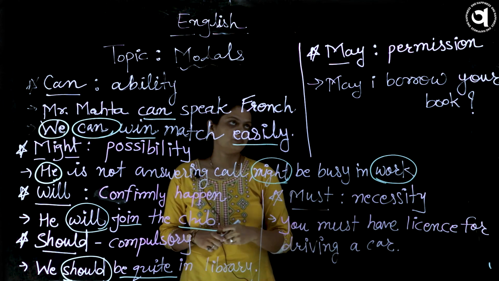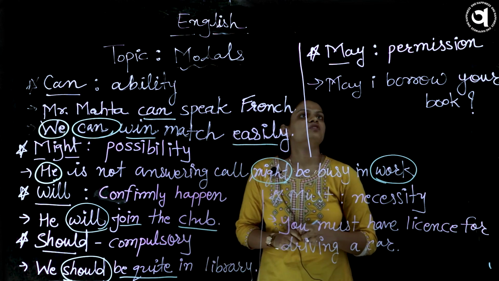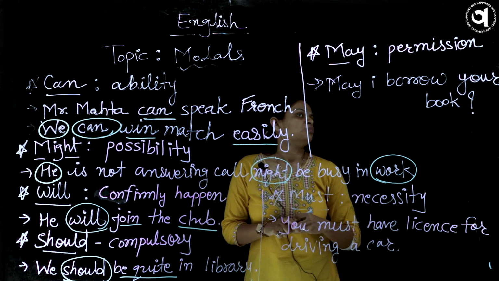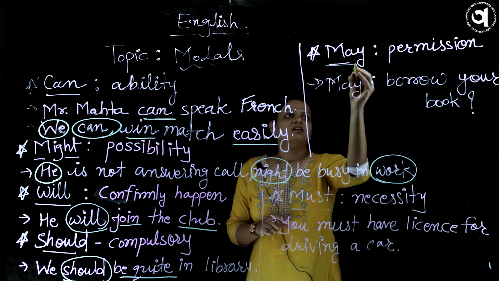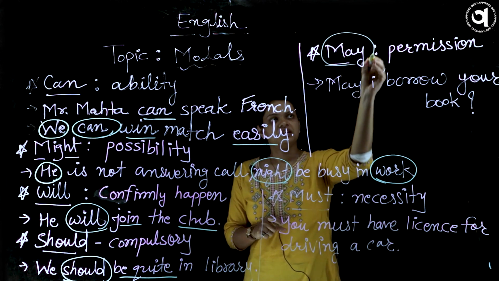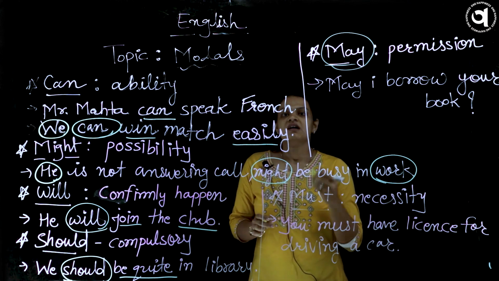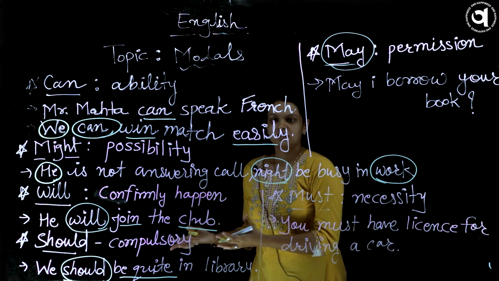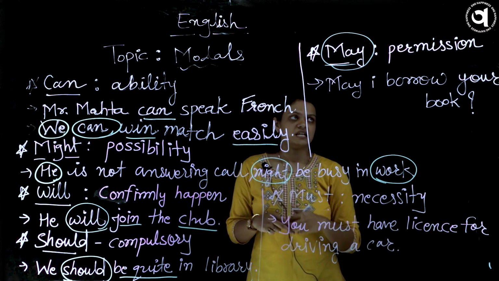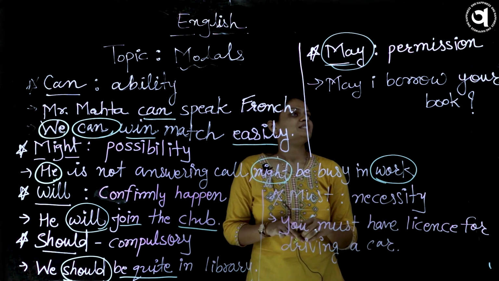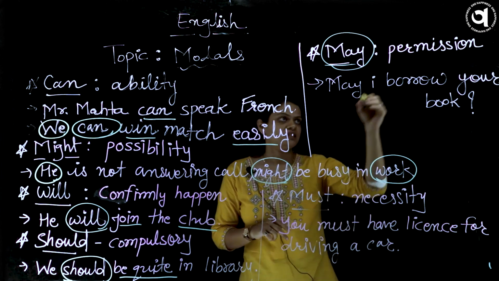So should is showing us the compulsory thing. The next word is may. May is the most usable word in our conversation, because whenever we ask some kind of permission from another person, we use may in our sentence. May indicates permission in the sentence.